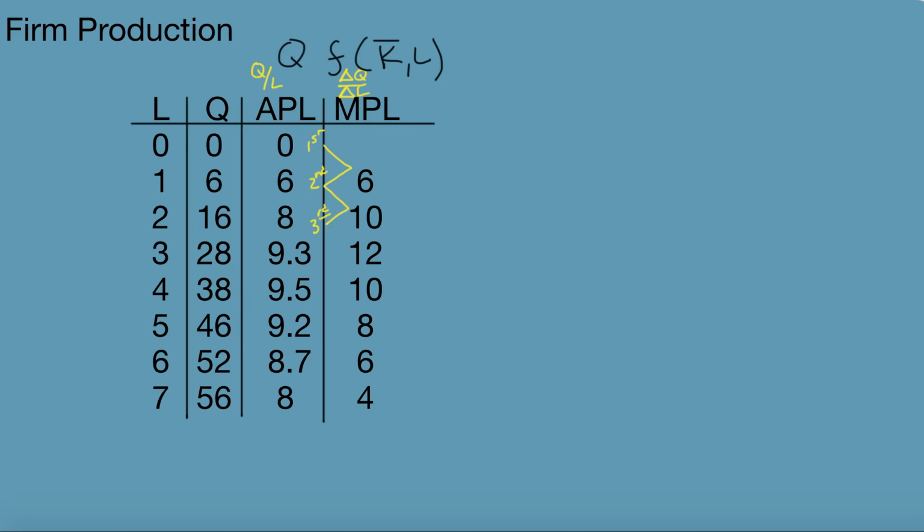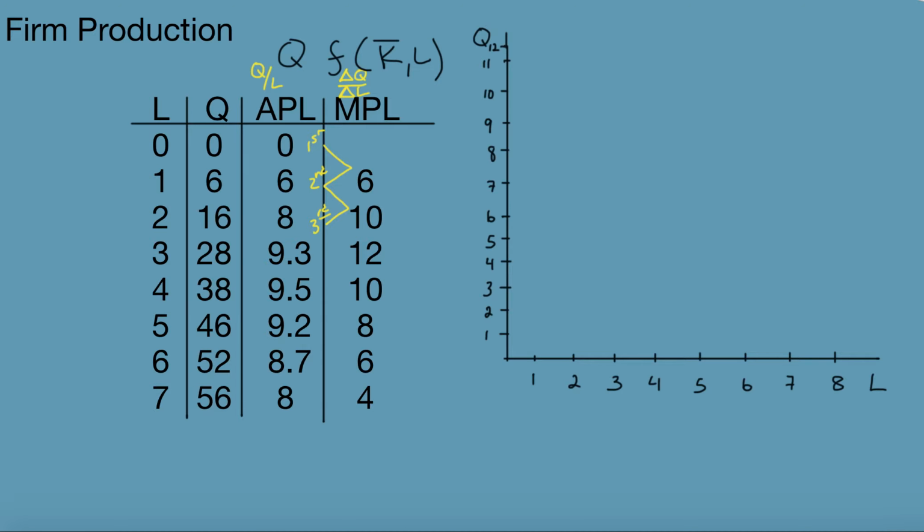Okay, so now let's go ahead and graph this. Setting up our graph the same way that we did last time, with quantity on the vertical axis and the number of workers on the horizontal axis. Once we start plotting the data, we're going to plot the average product of labor first. I'm going to use a red pen for the average product of labor and a purple pen for the marginal product of labor.